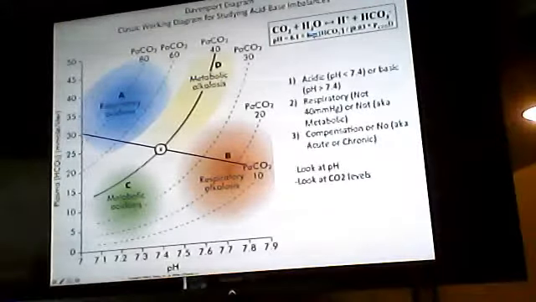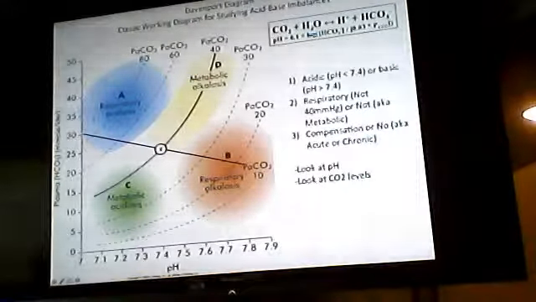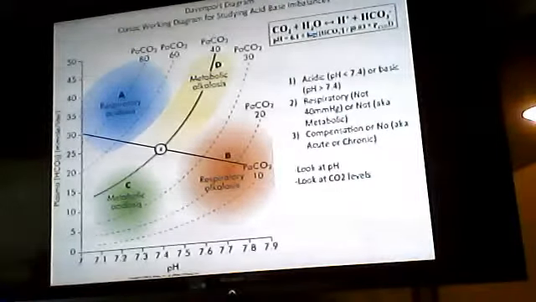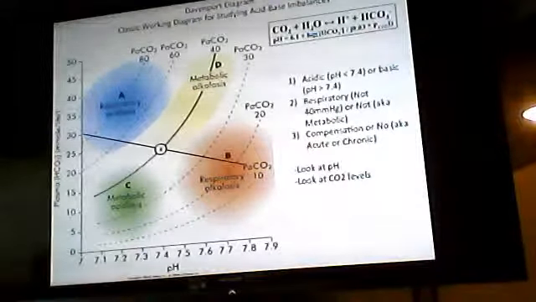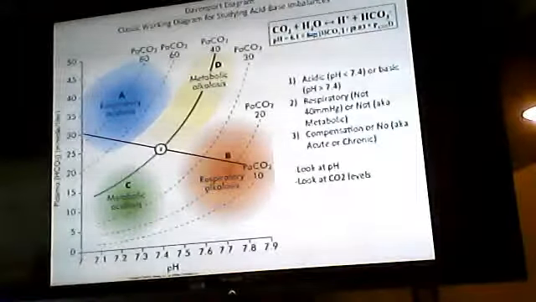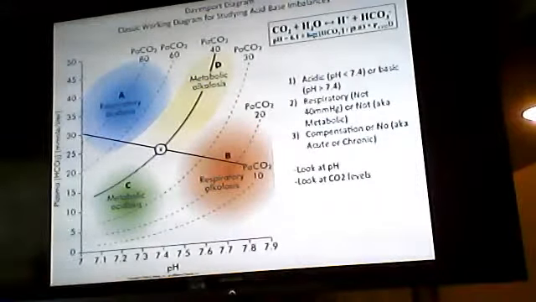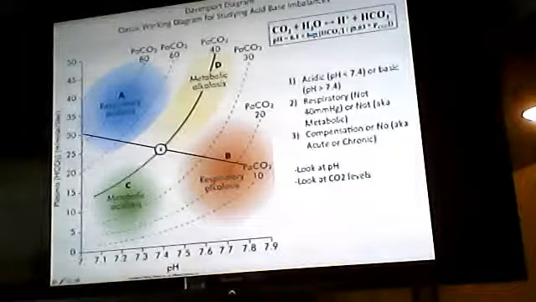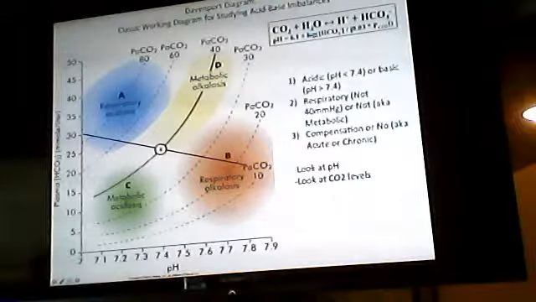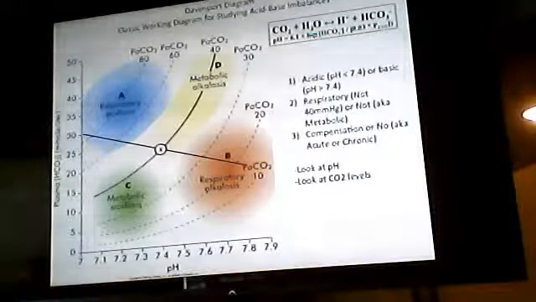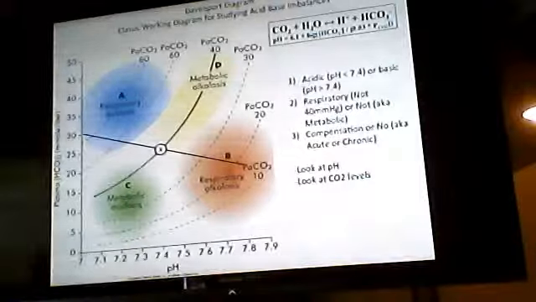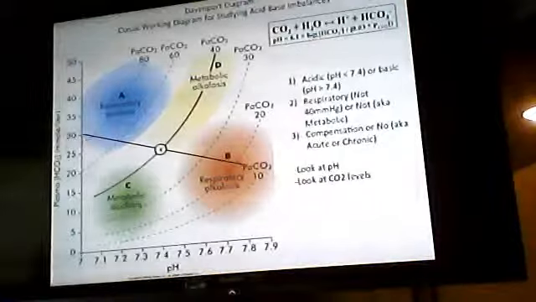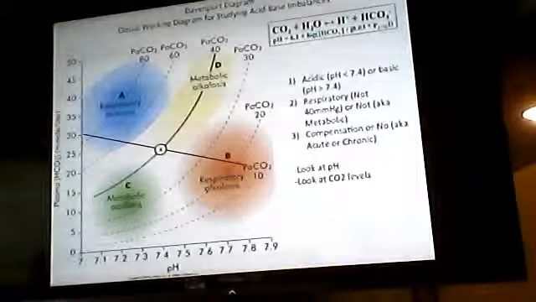If we have too much CO2, that probably means we have too much acid in the system, because again, too much CO2, too much H plus. Too much H plus, lower pH means we're acidic. If we have less than 40 millimeters of mercury, then we have too little CO2, that means less H plus, that means higher pH, that means basic. Alkalosis.